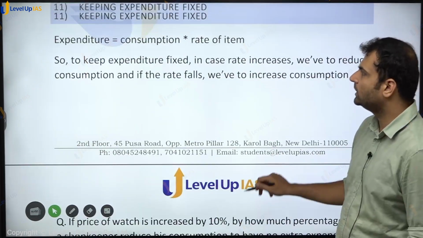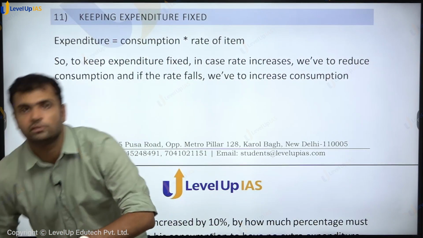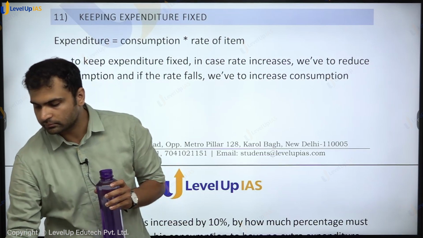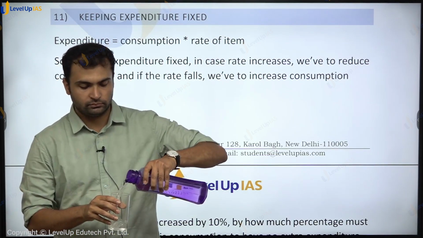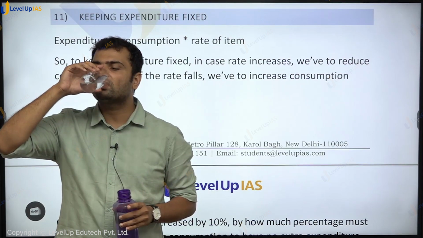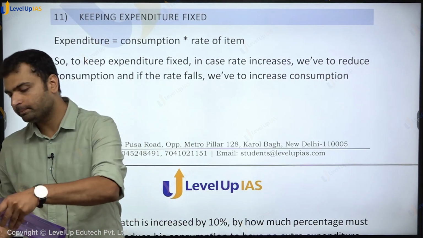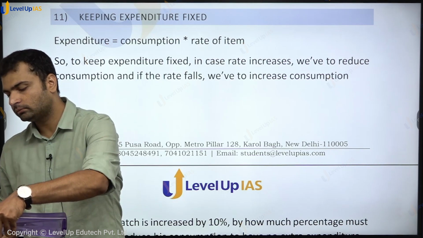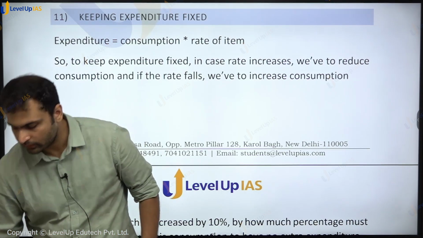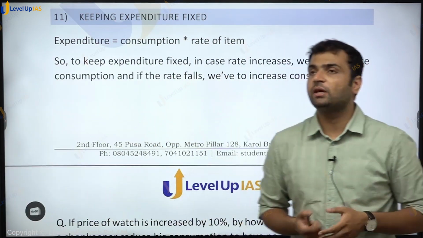Next section is about keeping expenditure fixed. Just give me a minute. I'll drink some water. Next section is keeping expenditure fixed.